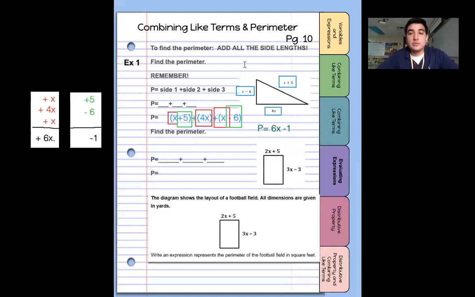6x minus 1, right there. So the perimeter of this triangle is 6x minus 1. That's it. That's all we've got to really do. Okay, let's go to this next shape.